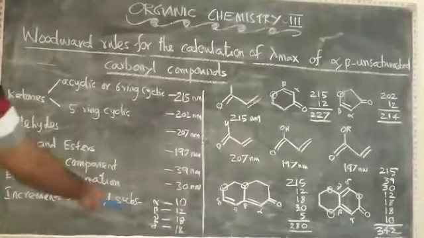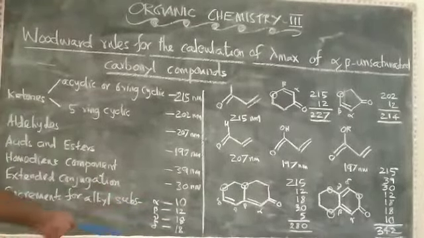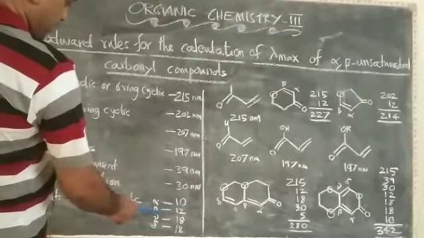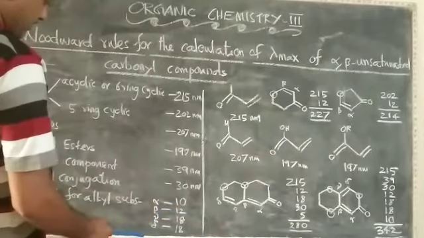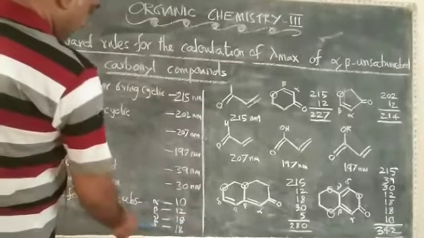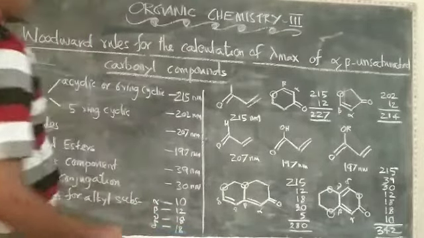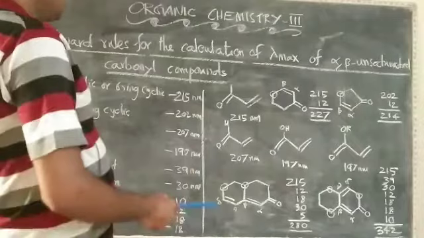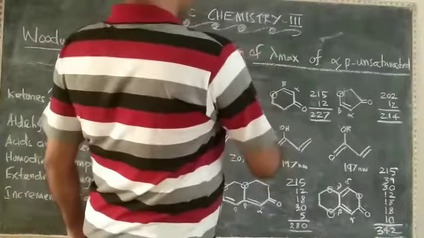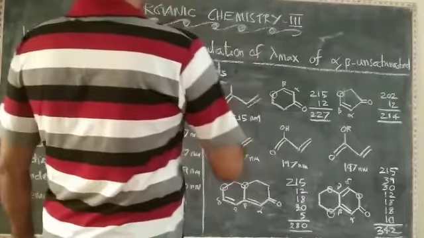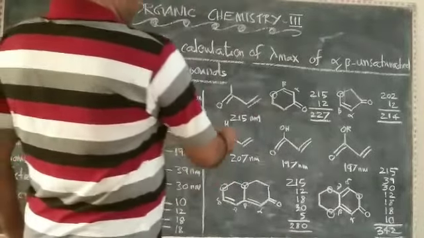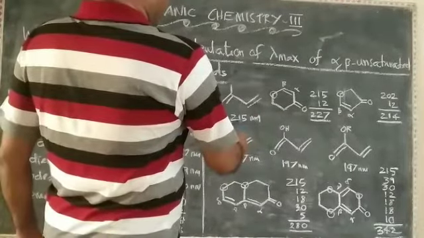The increments for alkyl substituents are shown here. For the alpha position of the double bond, 10 nanometers. For the beta position of the double bond, 12 nanometers. For the gamma position of the double bond, 18 nanometers. And for delta position, 18 nanometers are added. Let us take some examples in order to illustrate the calculation. First, acyclic ketone. Now, this ketone is an acyclic ketone and it has only the base value 250 nanometer.